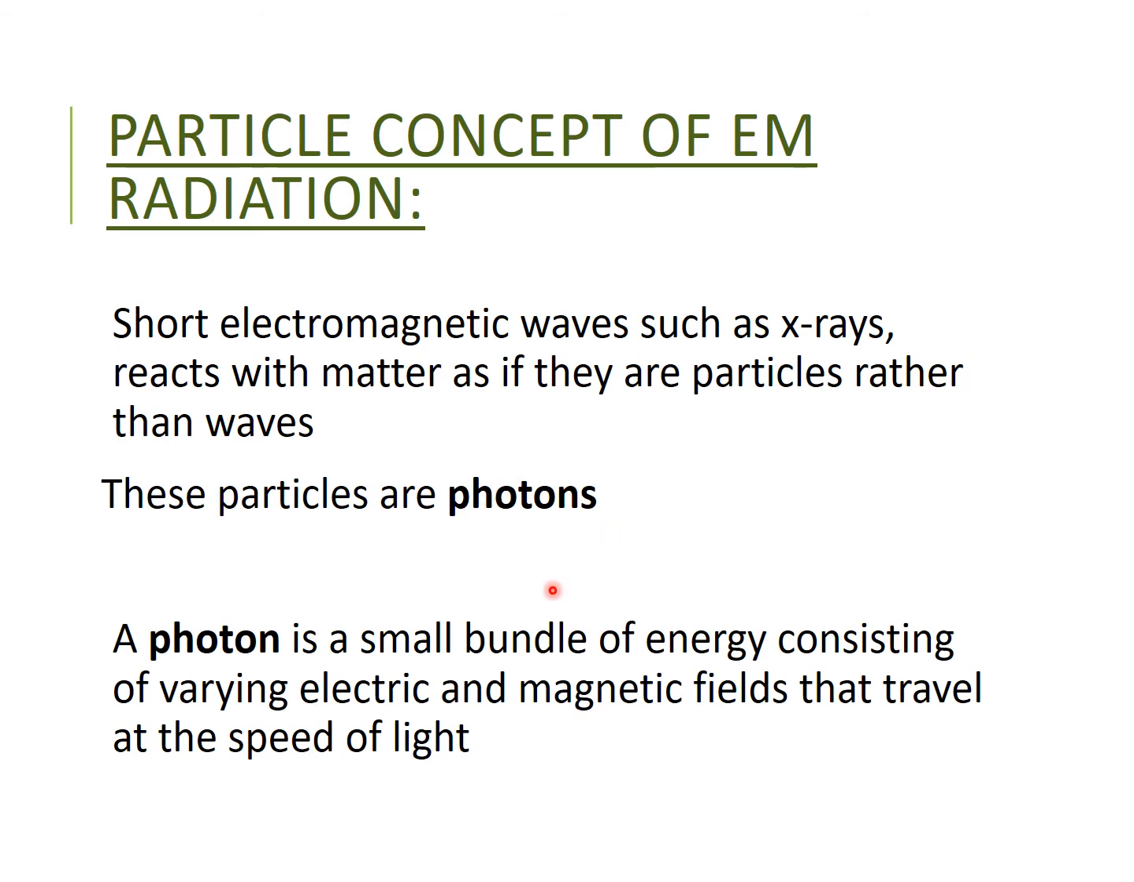So basically, electromagnetic radiation has two concepts. It can exist as a wave. It can also exist as a photon.